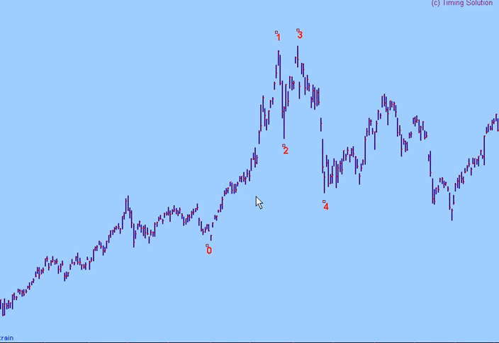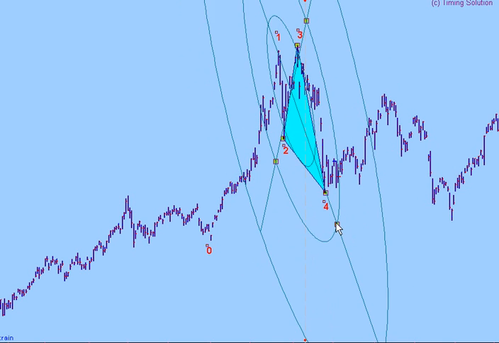This will work. You don't have to start at the very beginning of a rally that lasts over half a year, which is what gold had. So 0, 1, 2, 3, 4. You draw the triangle between 2, 3, and 4 always. There it is. Free ellipse, outside of 2, outside of 3, outside of 4.